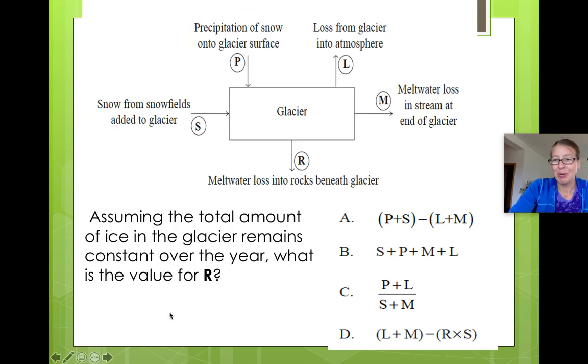Here's just an example of what a question might look like on an IB exam. This is a glacier system, and you can see all these little parts. So if you were assuming that the total amount of ice in the glacier remains constant over the year, what is the value for R? You can hit pause and see if you can figure it out. And then after you hit play again, if it's going to be constant, then R should equal the two inputs minus the two outputs, if it's going to be a constant size glacier every year. And you need to email me if you need help figuring that out.